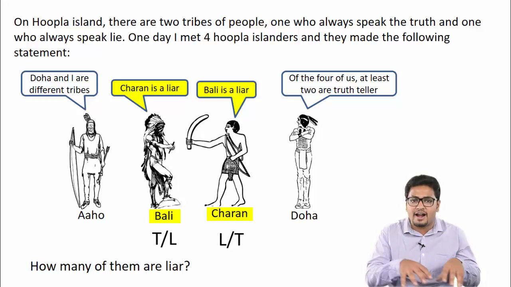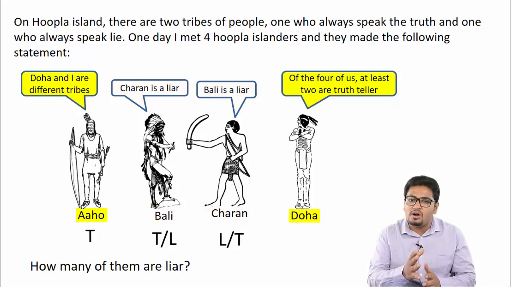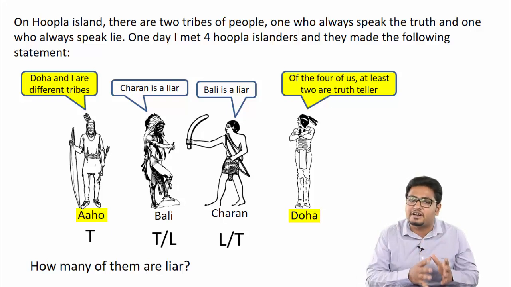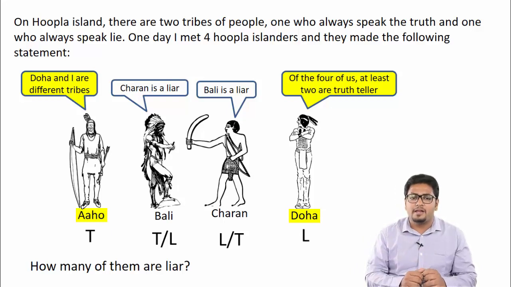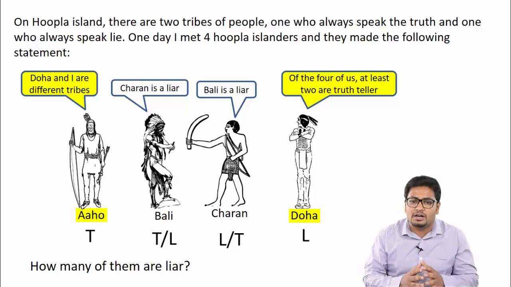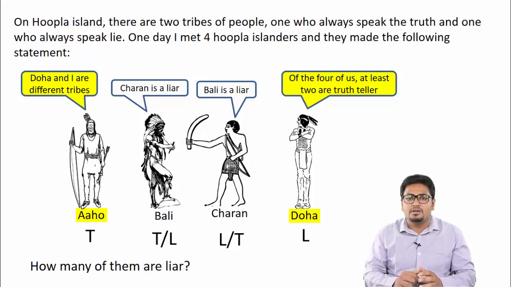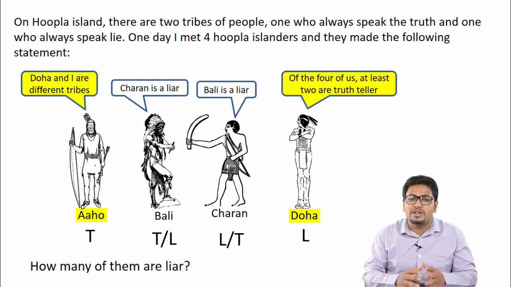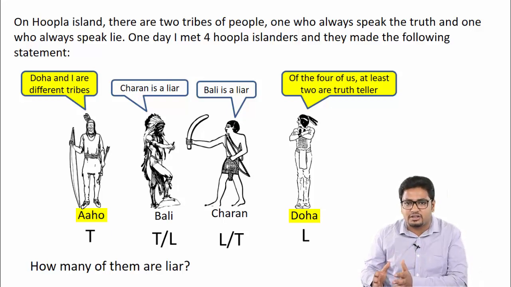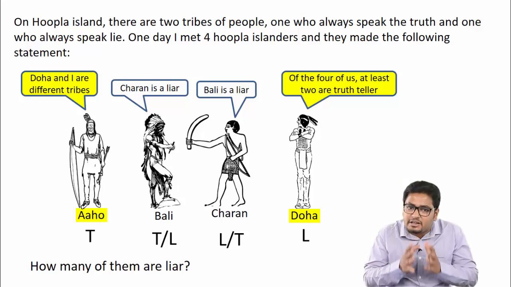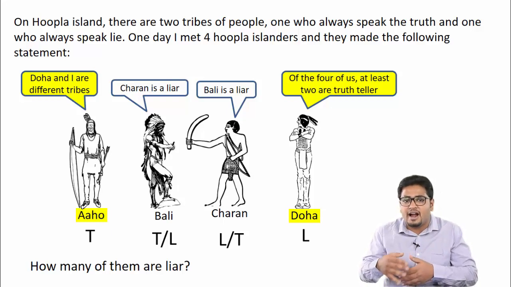Now consider Aho and Doha and assume Aho to be the truth teller. That means Aho and Doha are people from different tribes, which means Doha becomes a liar. Now if we look at the statement given by Doha, 'of the four of us, at least two people are truth tellers', it should be a true statement because we assumed Aho to be the truth teller and we figured out that between Bali and Charan, one of them is the truth teller. So the statement given by Doha also becomes true, making him the third truth teller and of the same tribe as Aho.